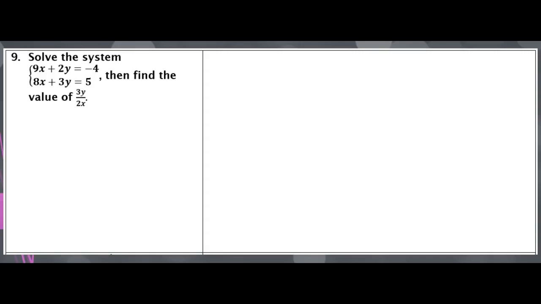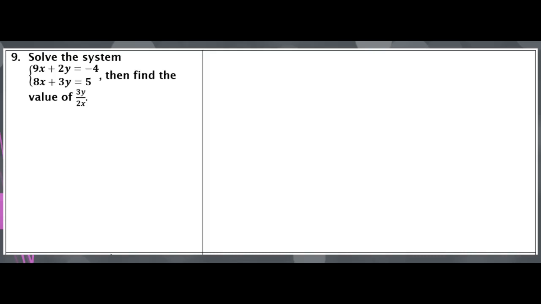This is a two-part problem. First, we have to solve the system. Then we have to take our solution and plug it into this little expression, 3y over 2x. So our final answer is going to just be a number. So let's take a look at this system.